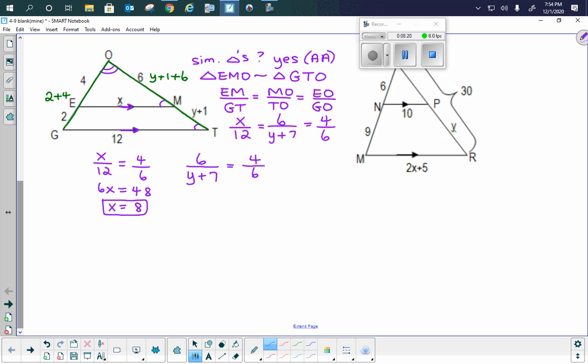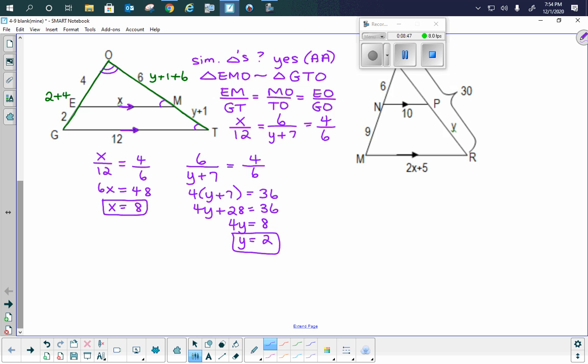Distribute the 4 to the y plus 7. Don't skip this step if you're going to mess it up. 6 times 6 is 36. So if you can distribute without writing that, and you can go to 4y plus 28 and get that right every time, then you can skip the step above. Okay. If you subtract 28, 4y will equal 8. Divide by 4, y equals 2.